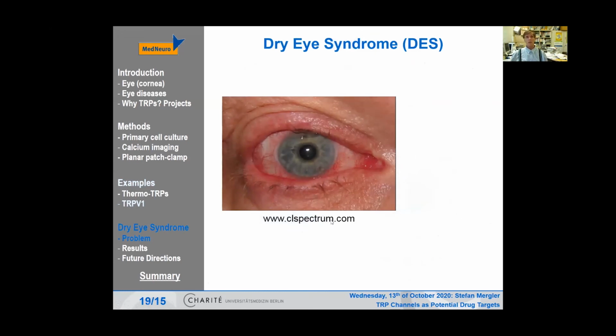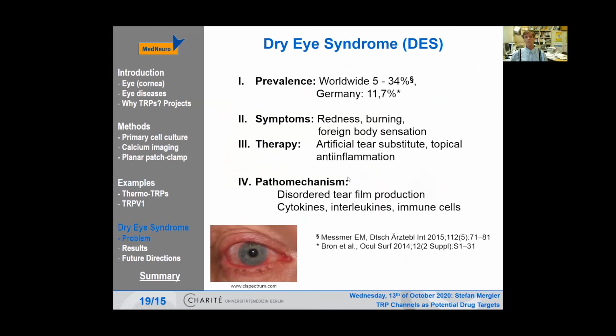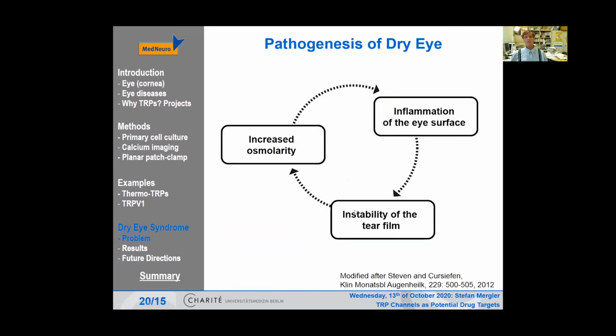Okay, coming to dry eye. This is an example of a late state of dry eye, a red eye with a lot of inflammation and pain. The problem is that dry eye is increasing worldwide, 5 to 34%. In Germany, we have around 12% with increasing tendency. Symptoms are redness, burning, foreign body sensation. Therapy so far is artificial tear substitute and topical anti-inflammatory treatment. The pathogenesis is a disorder of tear film production, and cytokines, interleukins, and immune cells play a role in that context. There's a so-called circulus vitiosus.